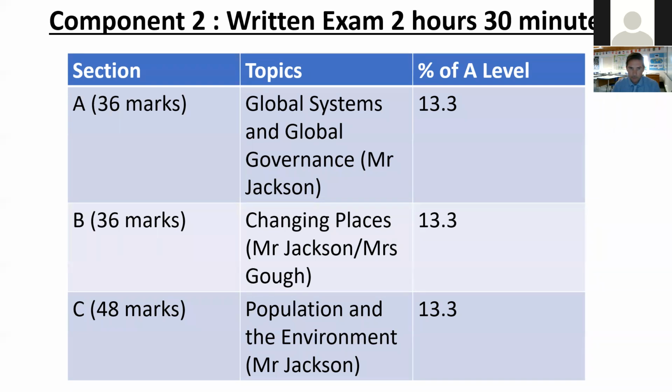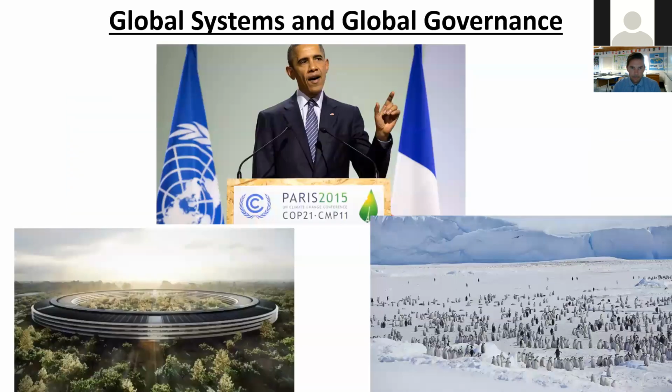Each one of those topics within the human paper, again, makes up 13.3% equally, but the global systems and changing places topics, only 36 marks, whereas the population and the environment topic, slightly more marks, 48 marks. But overall, they make up an equal proportion, again, overall making up 40% of the final mark within that 2.5-hour paper, which is taken at the end of the upper sixth.